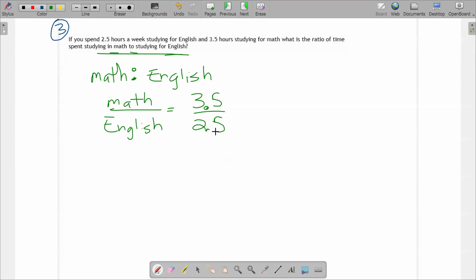Next thing, they're probably going to want a proper fraction. That ain't a proper fraction because it's got decimals in it. So what could we do to tweak it? Multiply by 10. There we go. Great idea. Which shifts the decimal point. You could just shift the decimal point, which means you multiply by 10 in your head. 35 over 25. Can we reduce that? Sure. Divide by 5.